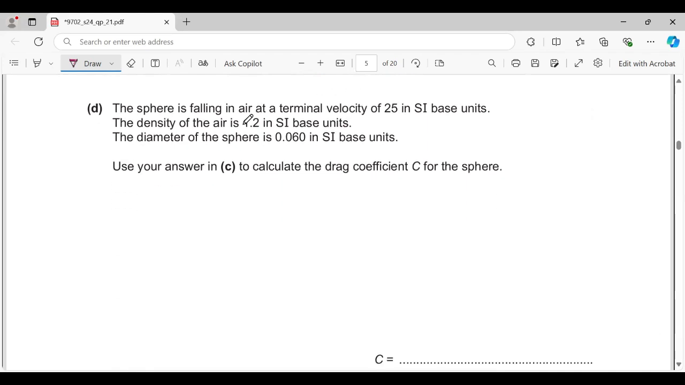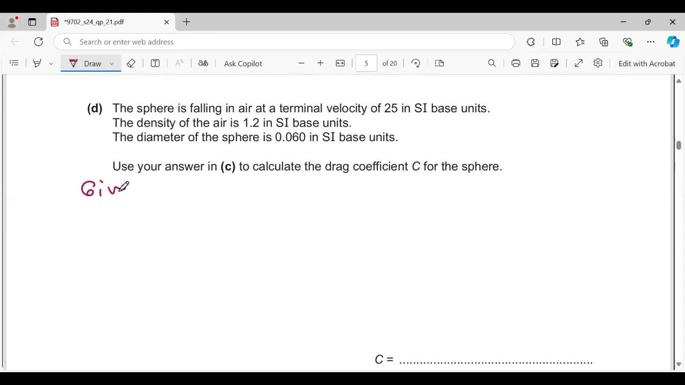The sphere is falling in air at a terminal velocity of 25 in SI base units. The density of the air is 1.2 in SI base units. The diameter of the sphere is 0.060 in SI base units. Use your answer in the previous part to calculate the drag coefficient C for the sphere.